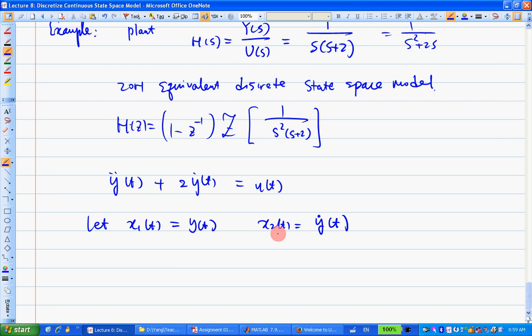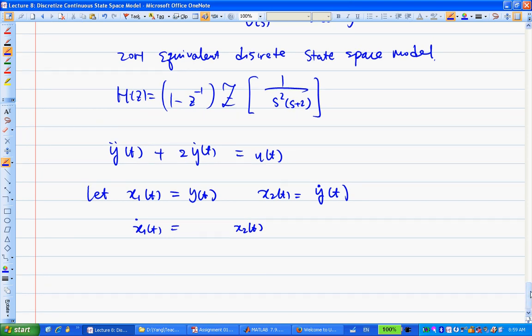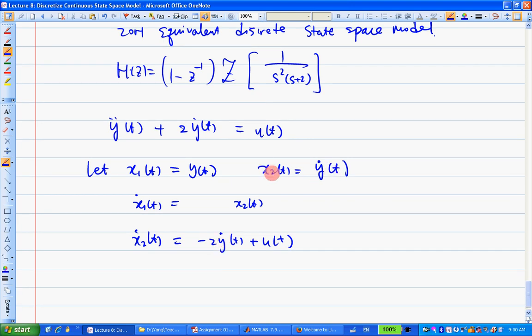Based on the two state variables here, what's x1 dot? X1 dot is y dot, which is basically x2 of t, right? So I'll write x2 of t here. Is that good? Then x2 dot is y double dot. And what's y double dot? Y double dot is negative 2y dot plus u of t. That's the original differential equation. And what is y dot here? Y dot is x2 of t, exactly. So basically it's negative 2 x2 of t plus u of t. So now you have your state equation here.